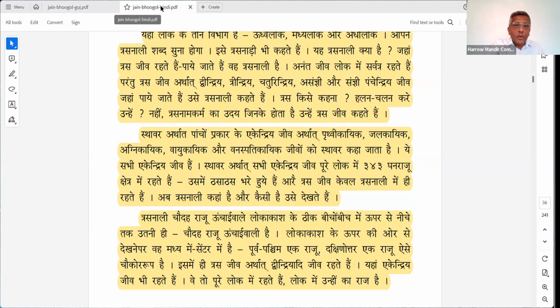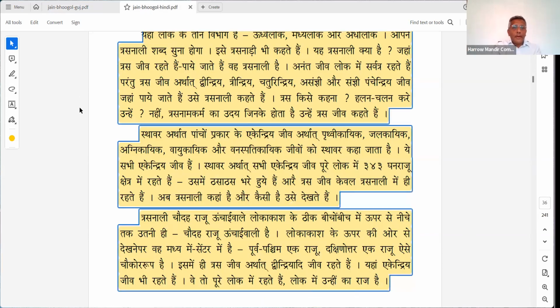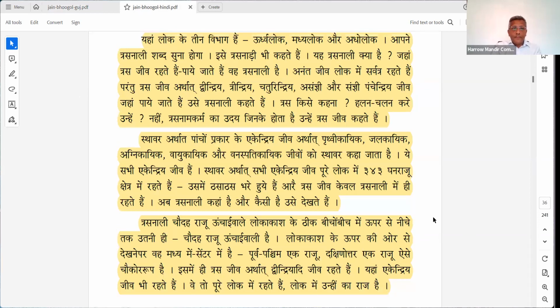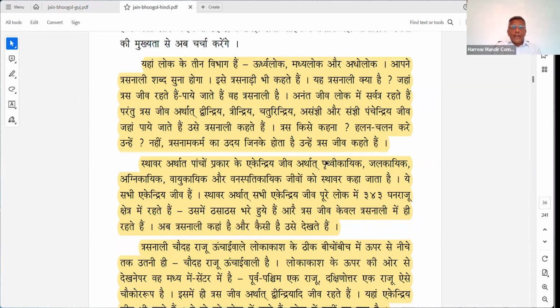Let's just read from the top. I think we're at the top. So, yaha lok ke teen bhaag, we've seen that the lok is divided into three, the urdhva lok, the madhya lok, and the adho lok. Aapne tras nali shabd suna hoga, ise tras nadi bhi kehte hai. So you can either say tras nali or tras nadi. Ya tras nali kya hai, jahan tras jeev rehte hai, paaye jaate hai, like 2 sense, 3 sense, 4 sense, 5 sense.